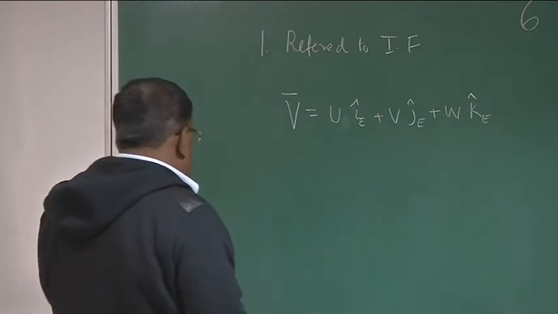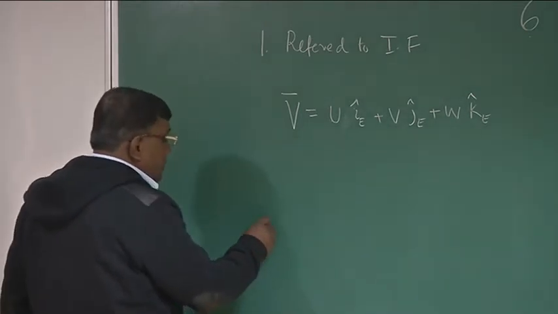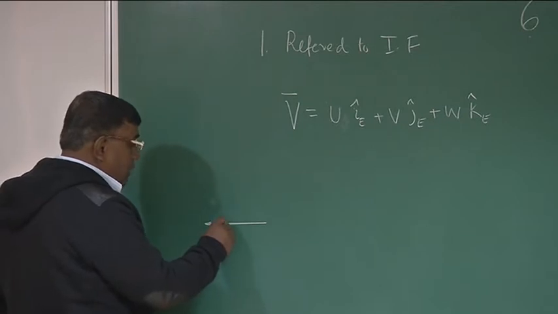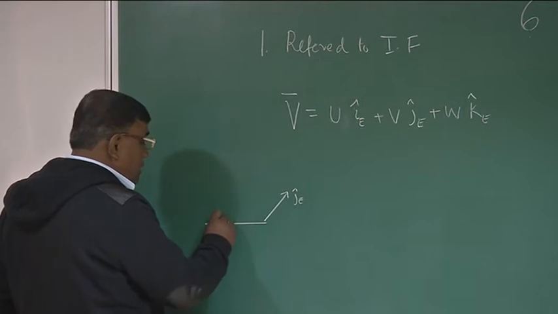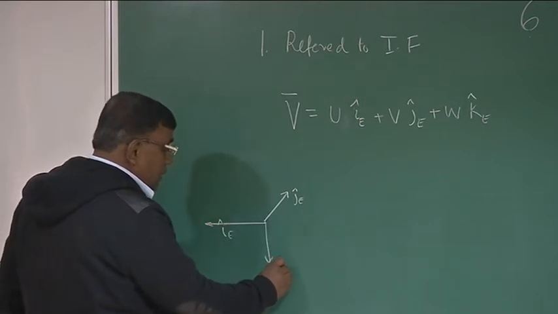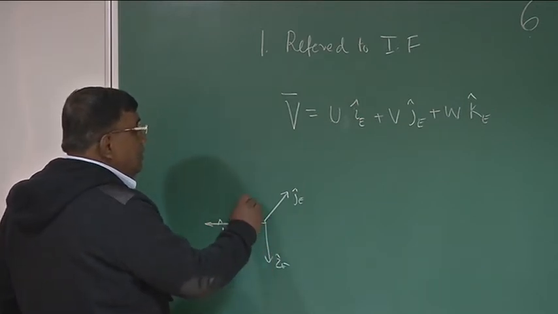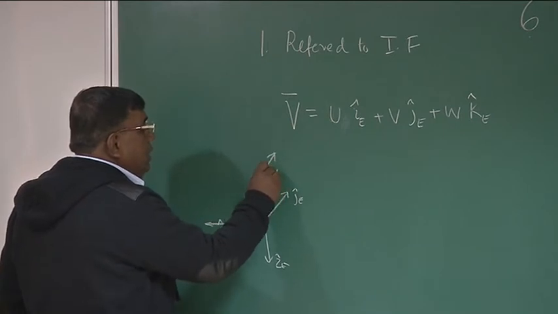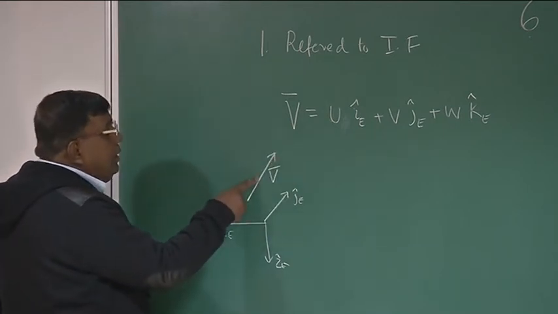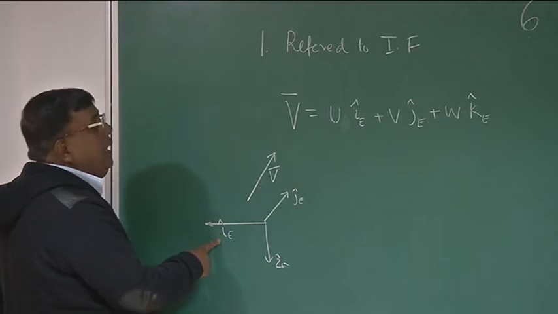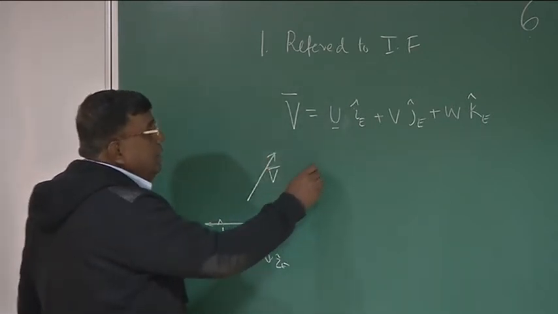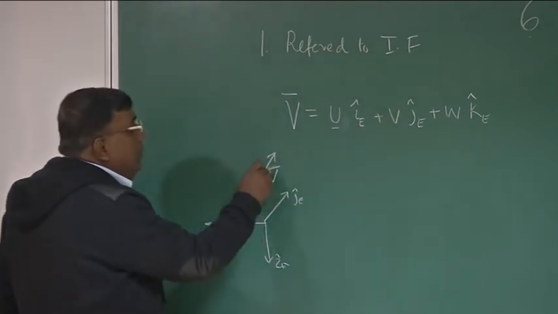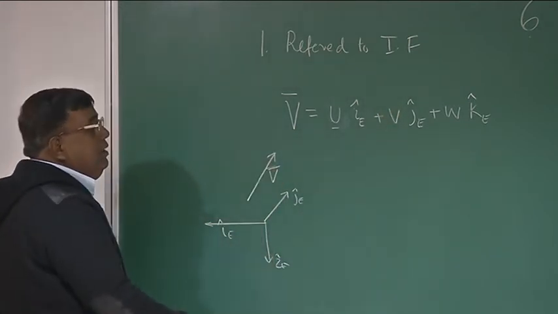If I try to understand further, suppose this is your ie vector, this is your je for your inertial frame, and this is ze, and suppose this is the velocity vector V. Then I am taking the component of V along ie, and that is U; the component of the V vector along je is V; and similarly the component of the V vector along ze is W.